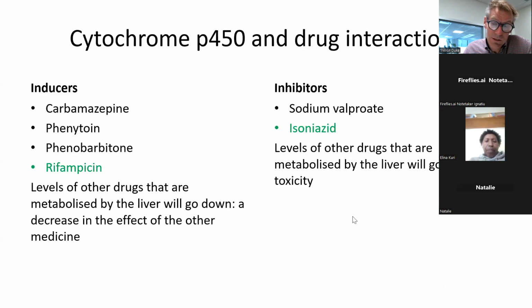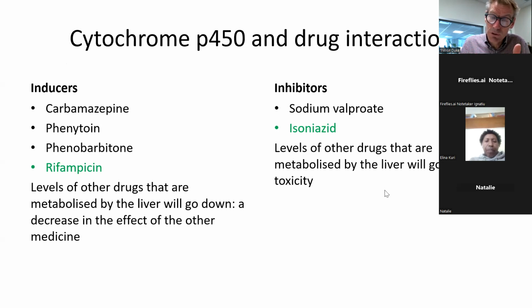Just to reiterate again, the inducers of cytochrome P450 enzymes are carbamazepine, phenytoin, and phenobarbital, but also rifampicin. And so the main message is that if they're on other drugs that are metabolized by the liver, the levels will go down because these enzymes are being induced. That means there's more of the enzyme, and so they can metabolize the drug faster. So generally speaking, you need to increase the dose of the other drug, because the levels of the other drug that's metabolized by the enzymes will go down.